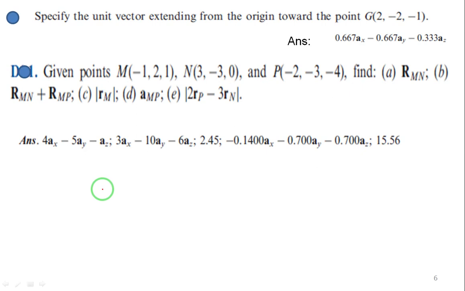Next, these two problems you have to do. Take a screenshot of this and put it in the group so that others will also come to know. Already we have solved such problems. First problem: specify the unit vector extending from the origin towards the point G. So O to G, the unit vector AG you have to find out. This is the answer, it is given here. Then points M, N and P are given. Find out RMN vector here.